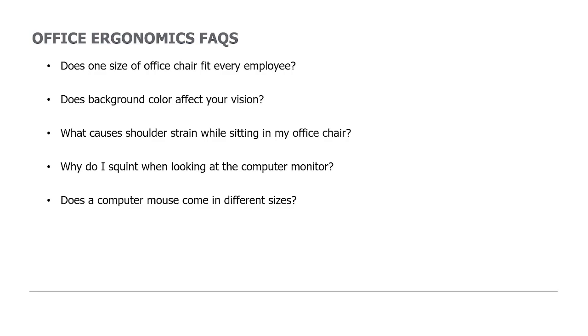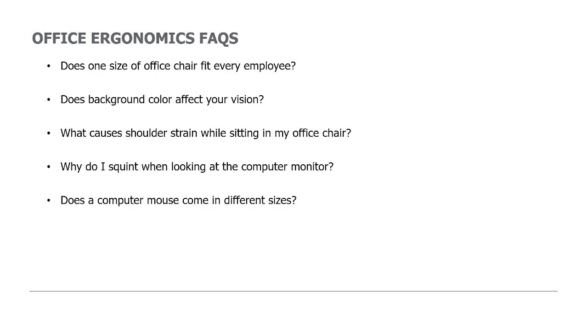Does a background color affect your vision? It most definitely does. If you have a background that's too dark, you have a tendency to lean forward to see what's on the monitor. If your background color is too bright, you're going to have a tendency to move yourself away from the monitor. So find a neutral color that works best for you.